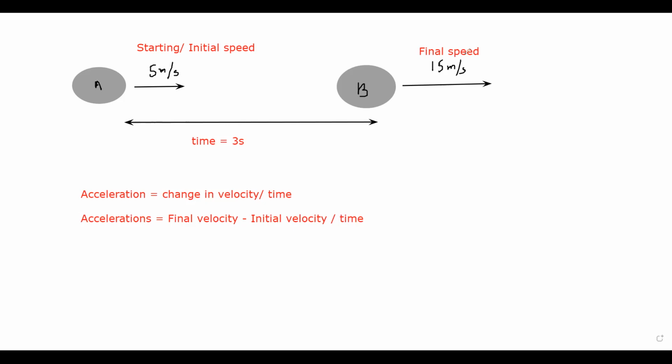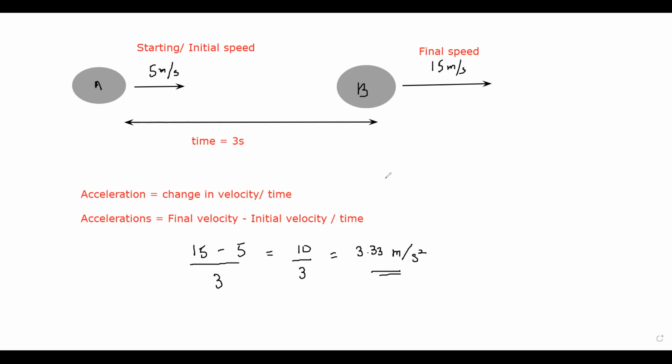So what is the final velocity in this example? The final velocity is 15. What is the initial velocity? The starting velocity, that is 5, and divided by the time interval to move from the first position to another, which is 3 seconds. So the time interval is 3. So 15 minus 5 is equal to 10, divided by 3. So 10 divided by 3 is equal to 3.33 meters per second square. So that is the acceleration of this object.